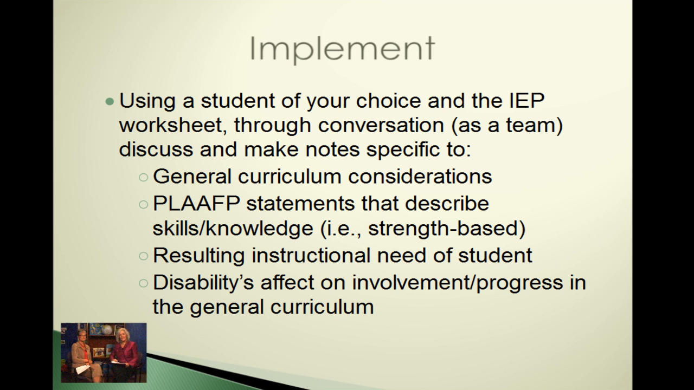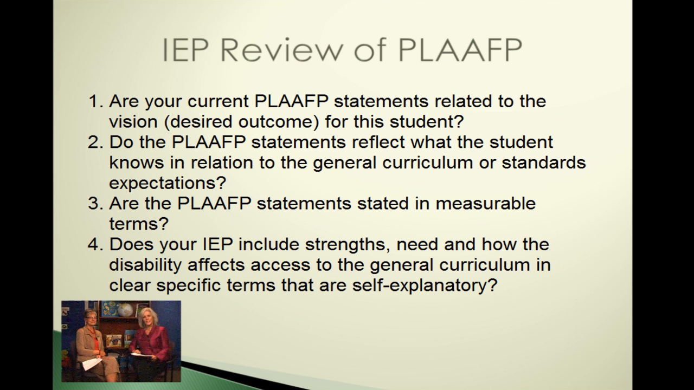Then create some present level statements that include both the academic and functional that describe what your student can do now in relation to those standards or the general curriculum expectations. Draw a conclusion in terms of what that implies as far as the instructional needs for the student, and then finally a statement about how the disability affects progress or involvement in the general education curriculum. When you've concluded that, then I'd like you to take your own IEPs and review your present level statements.